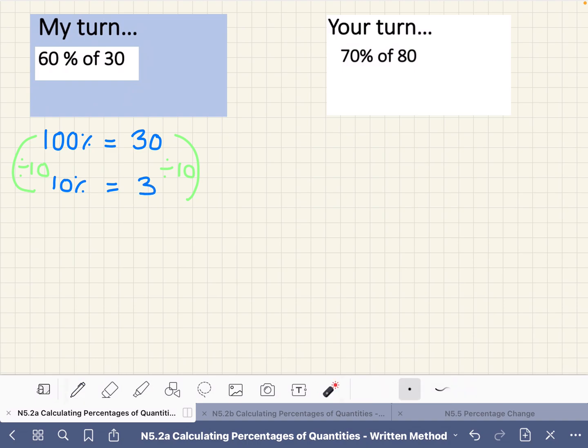This question is asking us to work out what 60% is. Therefore, we are looking to see how we get from 10% to 60%. We do this by saying 10 times 6 is 60. Therefore, we would look to multiply the 3 by 6 as well to give us that 60% of 30 is equal to 18. Press pause while you try the other question.